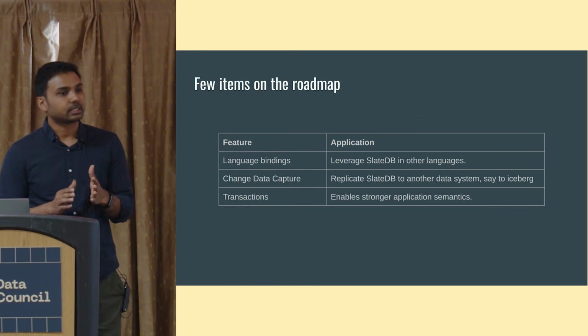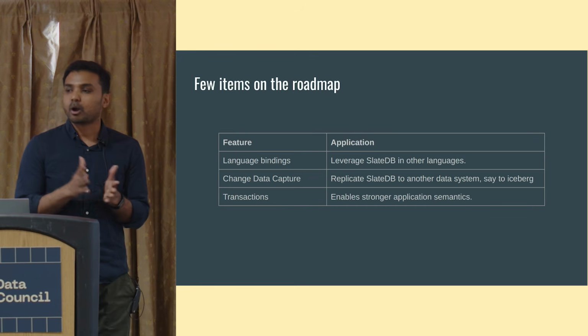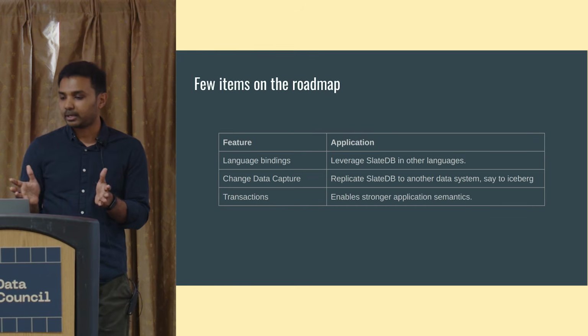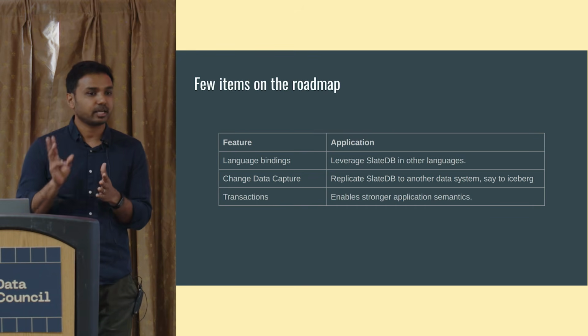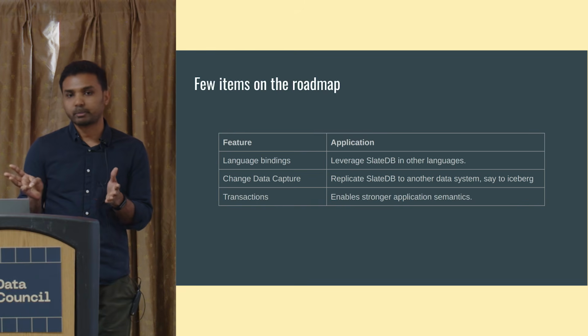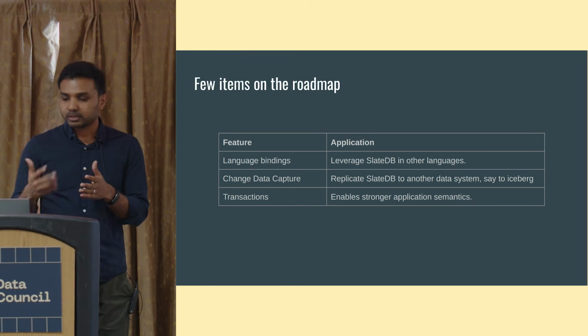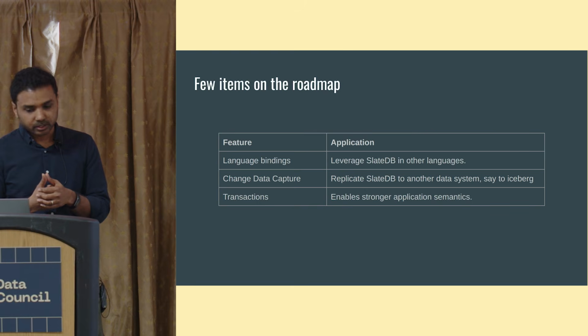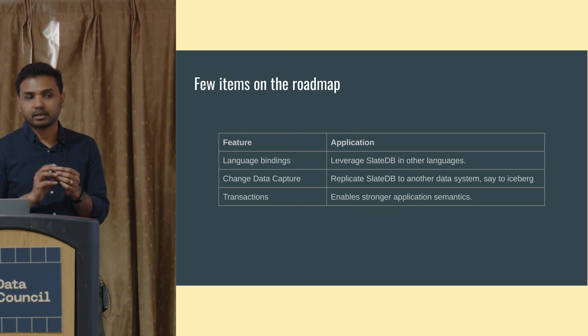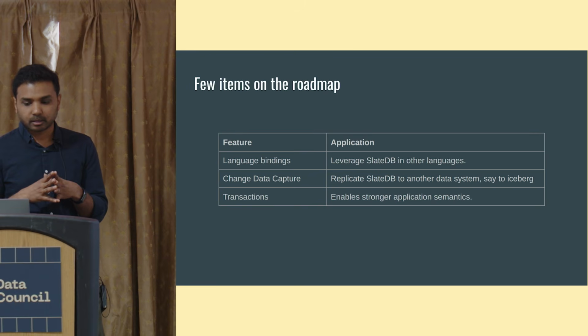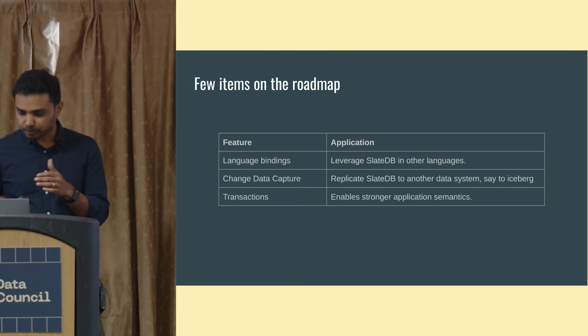What we have built so far is just the beginning. There are a lot of interesting things that are still happening on SlateDB. I am listing three important things that are on the roadmap. First is language bindings. I shared that this is written in Rust. It's an embedded Rust library. Language bindings will enable us to use this in other languages. Change data capture so that you can take the state of SlateDB and replicate it to another system, something like Iceberg, and transactions so that stronger application semantics can be implemented.